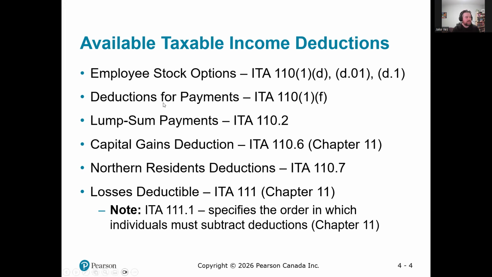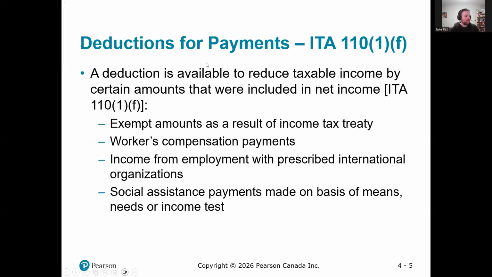But there's other types of deductions. Deductions for payments we'll mention. There are capital gains deductions, and it's from these sections that losses become deductible. I don't expect you to know all of these various deductions, but to highlight one, for example, we have deductions for payments. Deductions for payments is where we've received a type of income. It needs to be included in our net income for reporting purposes, but we might not have to pay taxes on it, so it will be deducted to protect it from taxes.